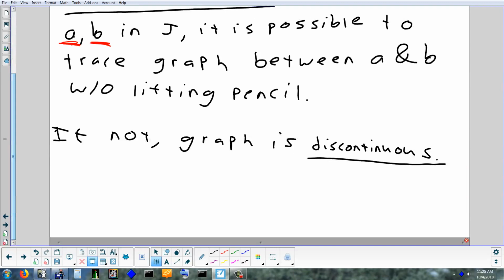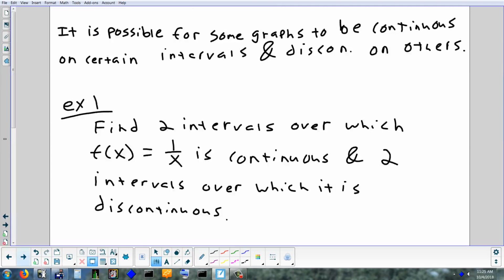Now, lifting your pencil off the paper is not a very mathematical way to describe continuity. I mean, it gets the point across, it's easy to understand, but I'll show you a more formal definition in a minute.